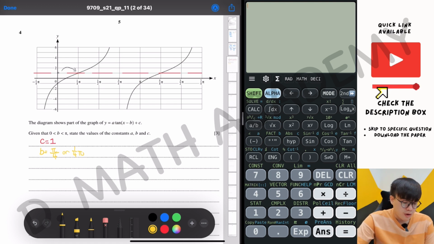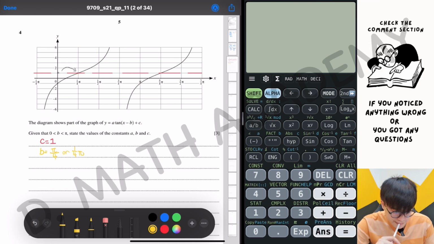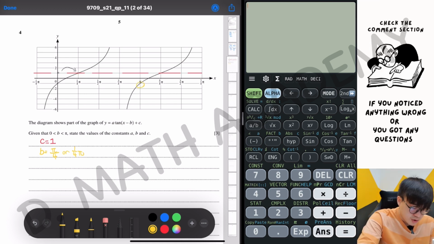So now that we have all the necessary information, one last step, which is to identify our a there. Let's say I want to identify my a. What can I do here? Maybe I choose this as the point for me to run the substitution. It is actually pi and -1. So let's say I sub it into the current equation that we have here.